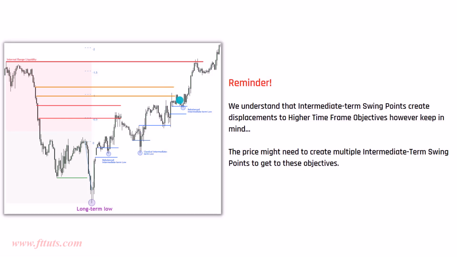Form another intermediate term low. We have a fair value gap here. Price forms intermediate term low here. Intermediate term lows form displacements to higher time frame levels. What do we have here? 1.5, 2, clearing the internal range liquidity pool here.